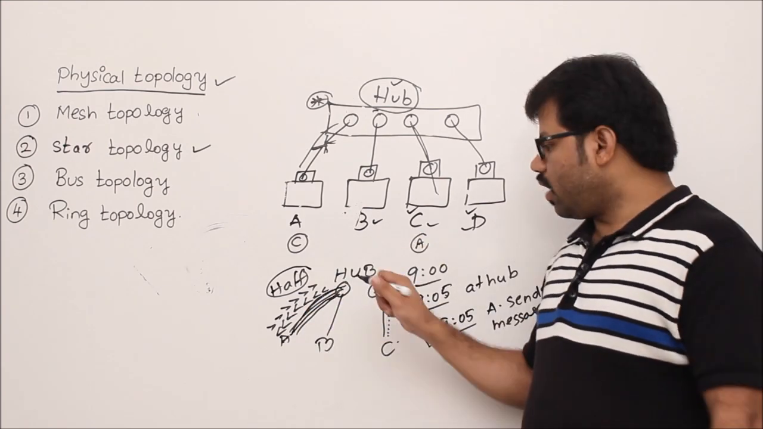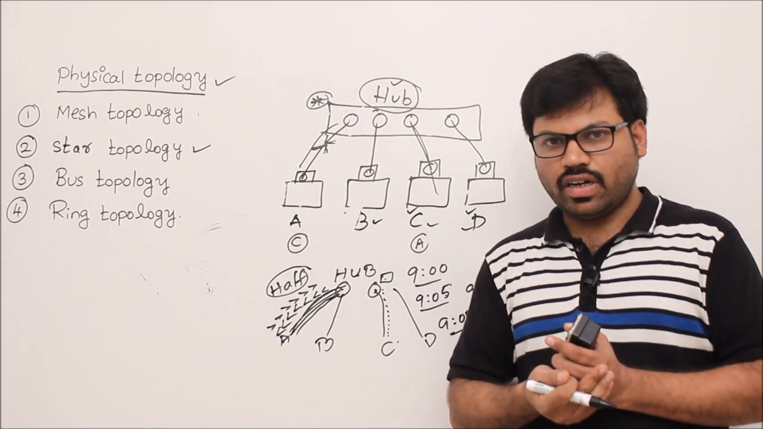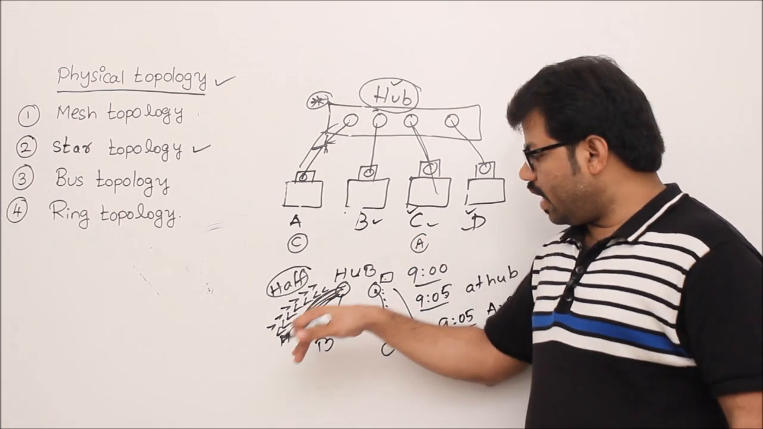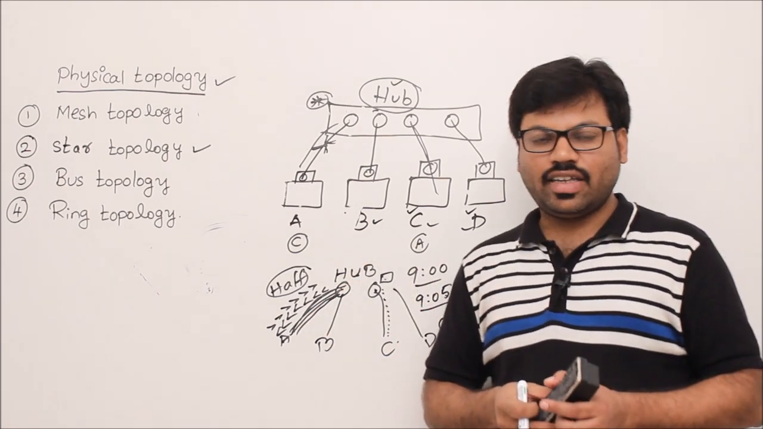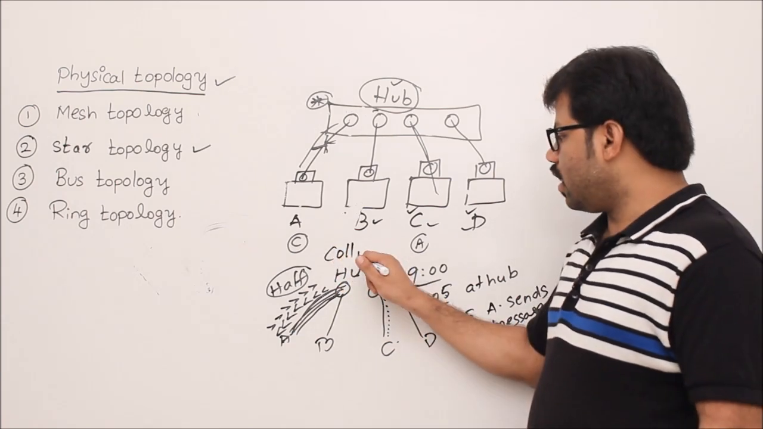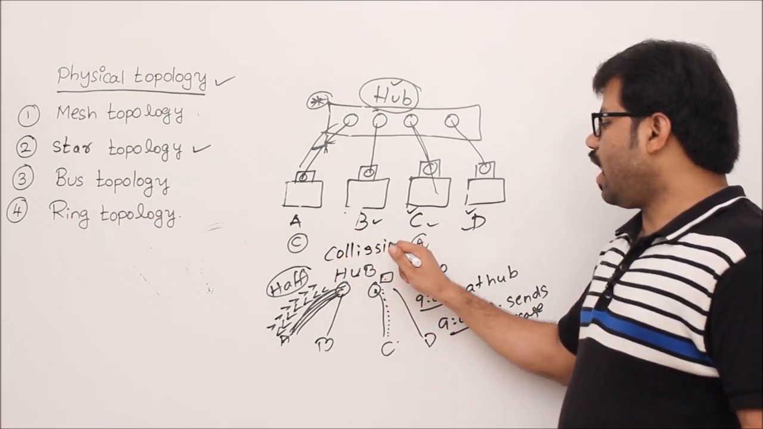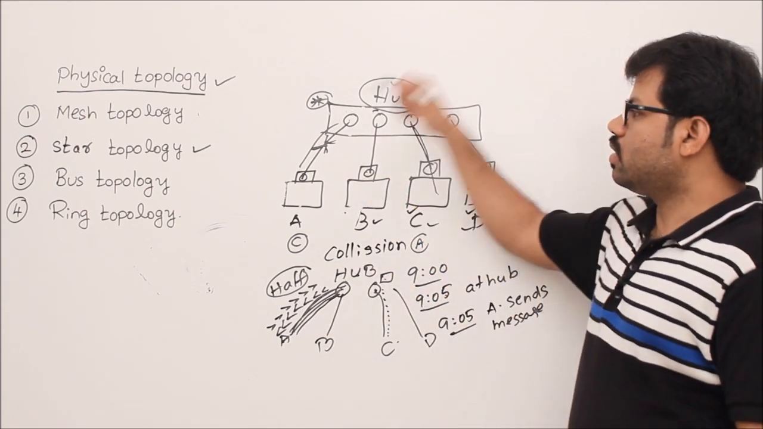In that scenario, what if the hub and A want to send at the same time? Sir, why would they want to do that? A doesn't know that the hub is going to send, and the hub doesn't know that A is going to send. Then definitely something happens, that is nothing but message garbling, also known as collision. So we have to resolve collisions when we have this kind of star topology.